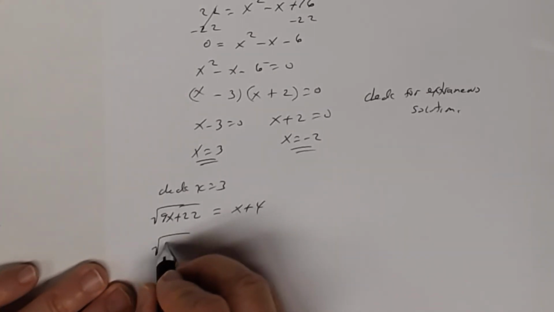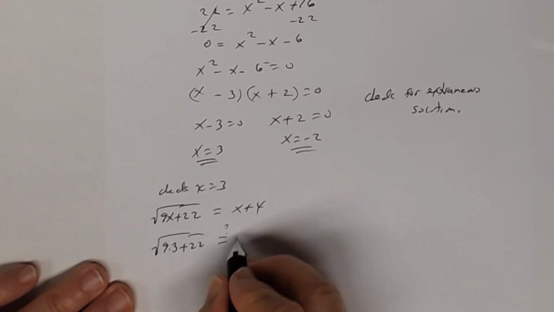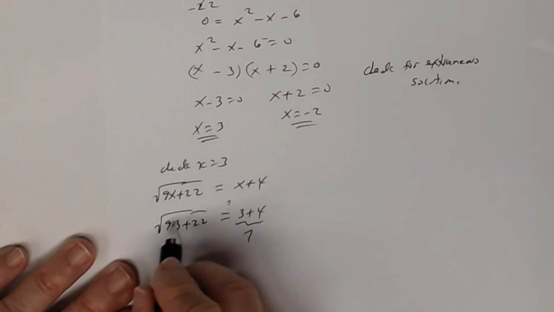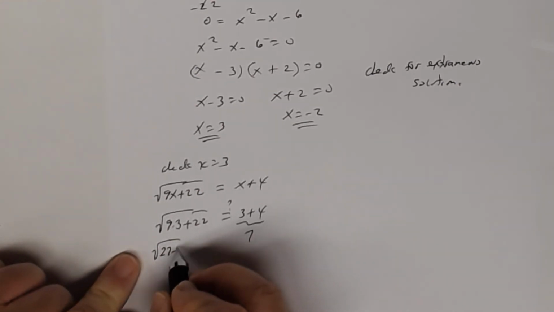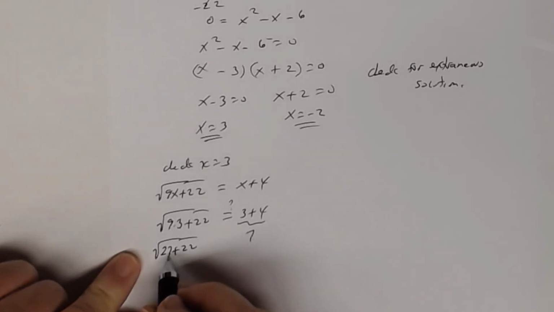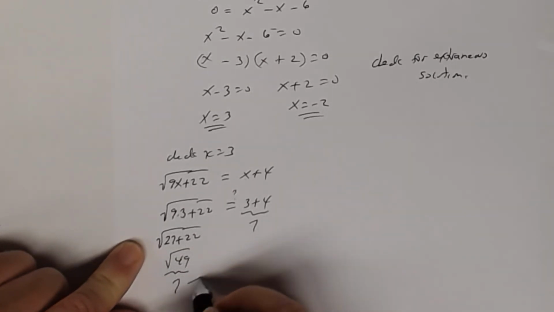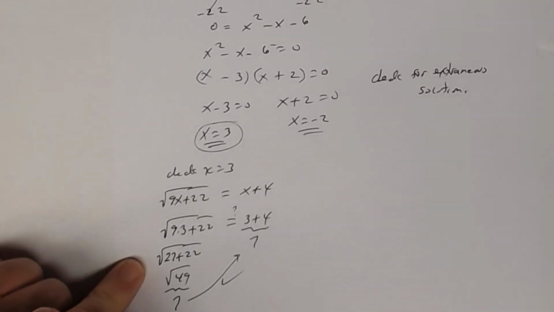So I get the square root of 9 times 3 plus 22, and I want to see if that's going to equal 3 plus 4. Well, 3 plus 4 is 7, right? So let's see what this side is. 9 times 3 is 27. So I got 27 plus 22. 27 plus 22 is 49. So that's the square root of 49, which is 7. So that works. So x equals 3 is a solution.